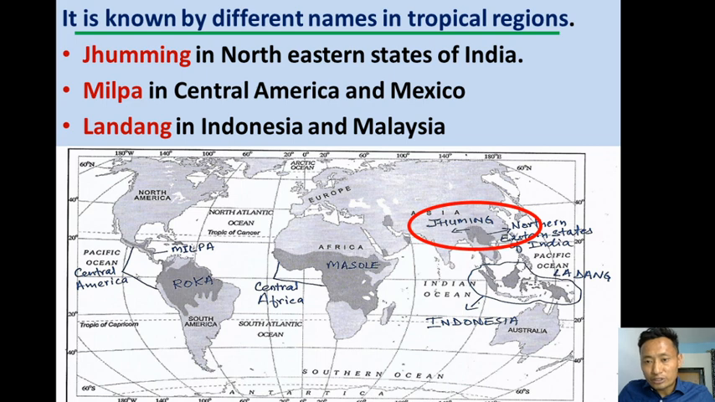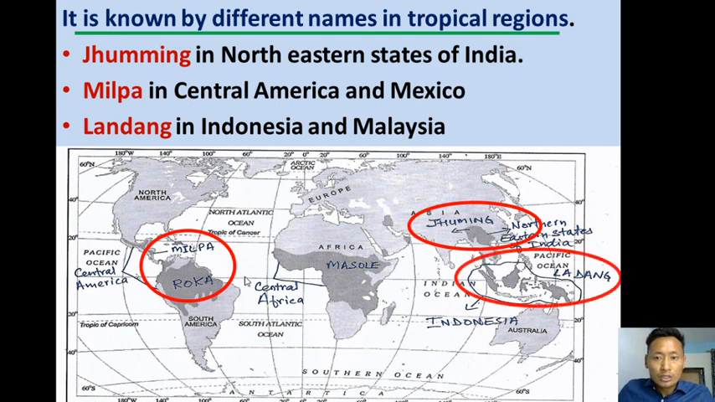In the northeastern states of India, it is known as Jhum. In Central America, shifting agriculture is called Milpa. In South America, it is called Roca. In Indonesia and Malaysia, it is called Ladang. In Central Africa, it is called Masole. So these are the different names for shifting agriculture, primitive subsistence agriculture, or slash and burn agriculture in different regions of the world.